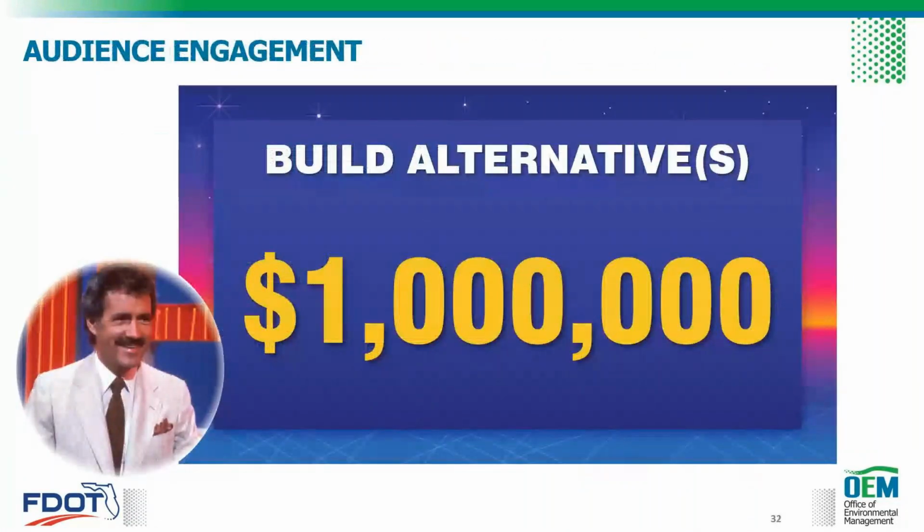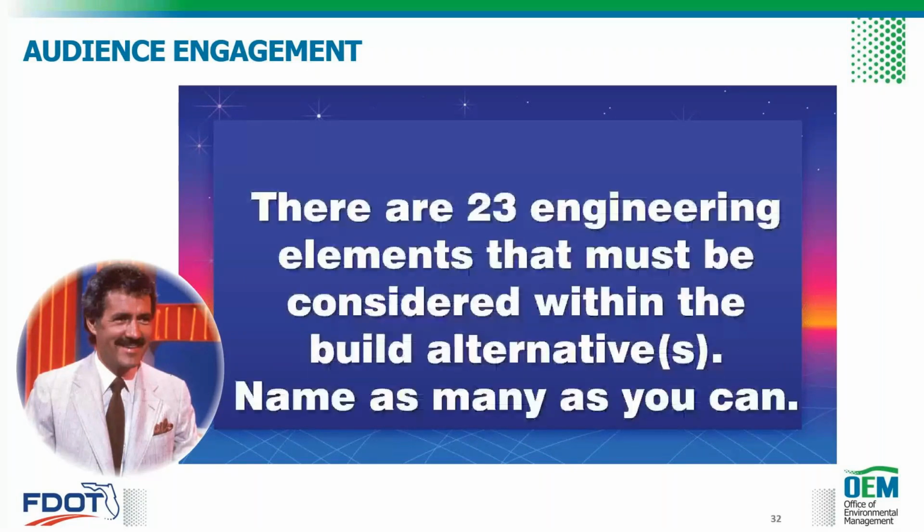Okay, a little brain break, another audience engagement for you guys. We have Alex back with us. We have build alternatives for $1 million. There are 23 engineering elements that must be considered within the build alternatives. Name as many as you can.